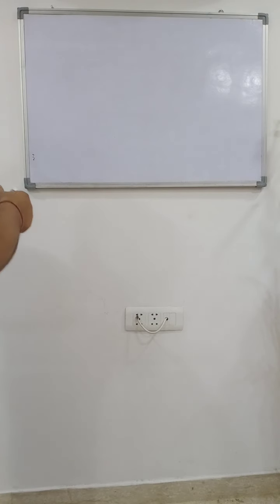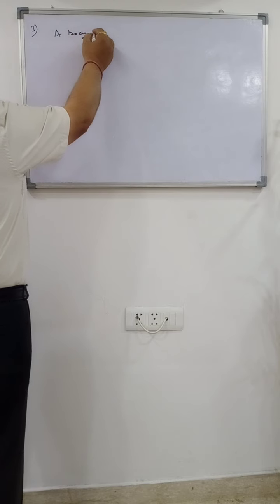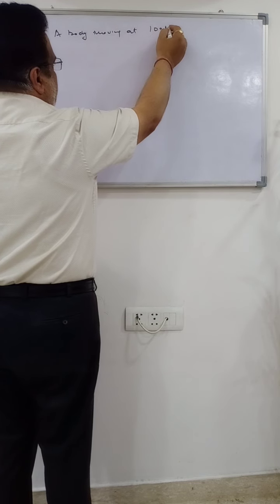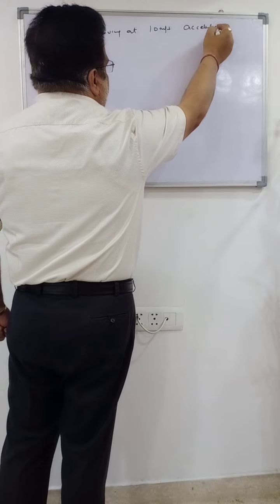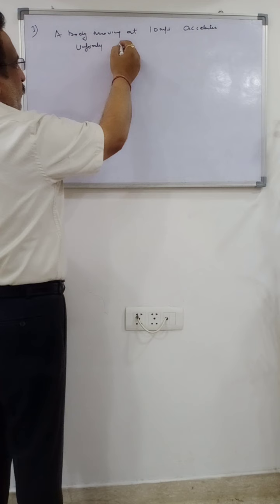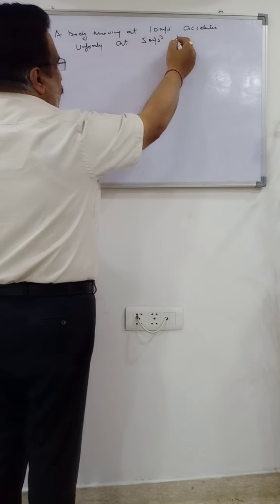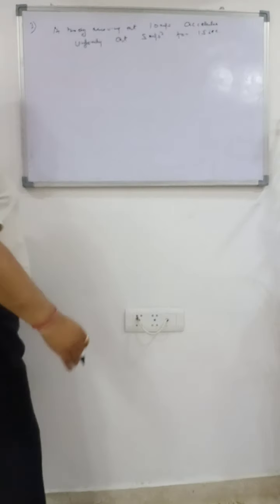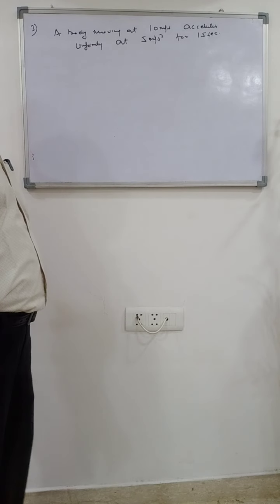Moving on to the next question of the same type. A body moving at 10 meters per second accelerates uniformly at 5 meters per second square for 15 seconds.